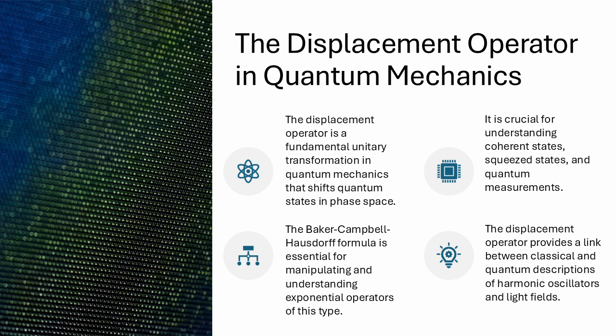What are they good for? How do we actually use them? Squeeze states have a lot of potential applications, especially in areas where we need extremely precise measurements. For example, they're being explored for use in gravitational wave detectors.